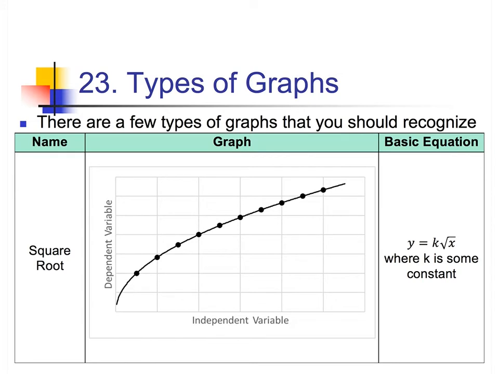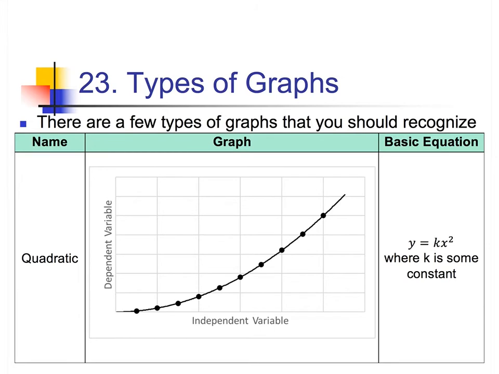The second is a square root graph. It has the look where it's concave down, but increasing. There are other graphs that look like that. Logarithmic graphs also have a similar look to them, but we're just going to stick with square root graphs for now. In that case, the equation is going to be y equals k, some constant, times the square root of x. There could be a y-intercept as well, but we'll just stick with a basic form where it's y equals k times the square root of x.